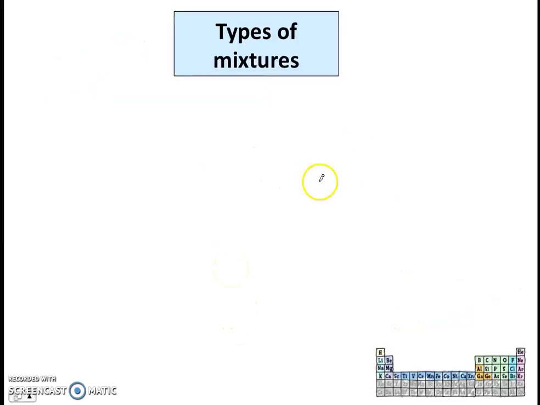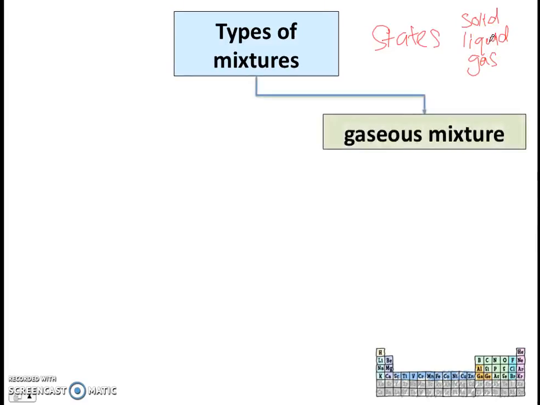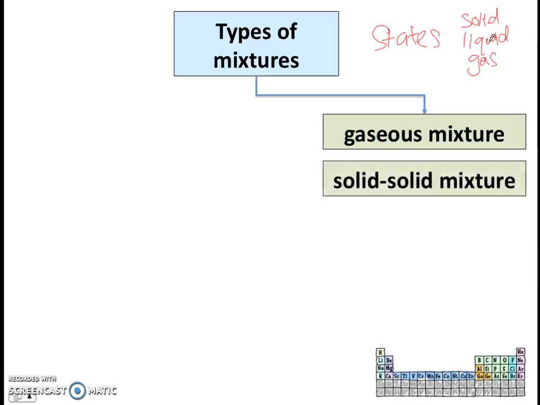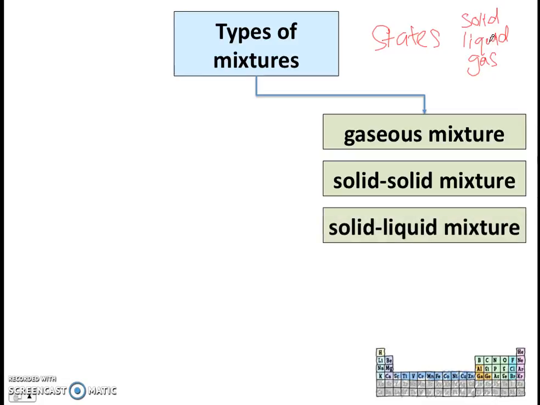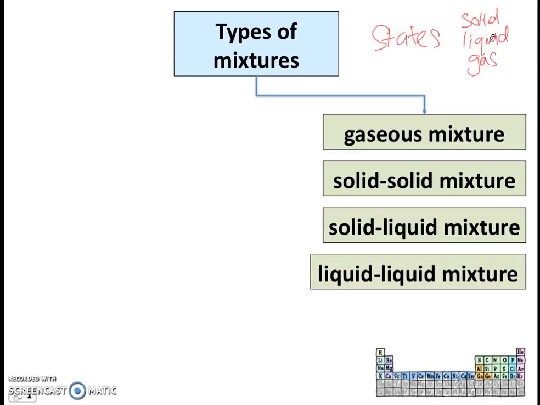Now the second way to classify mixtures is by the states of their substances. That means whether it's solid, liquid, or gas. Under this kind of classification, we have gaseous mixtures that are just made out of gases, like air. We have solid mixtures, where two solids are mixed together. We have solid-liquid mixtures, where a solid is mixed together with a liquid. And we have liquid-liquid mixtures, right? So just all the different combinations.